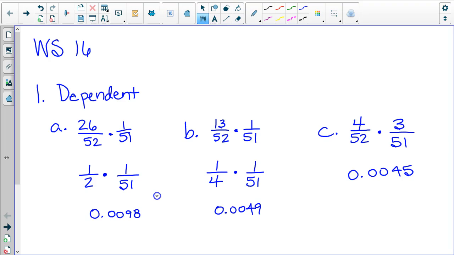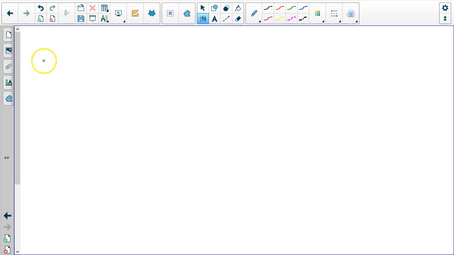Questions, comments, concerns? No? All right, number 2. If 2 cards are selected from a standard deck of cards and the first card is placed back in the deck before the second card is drawn, find the following probabilities after stating if the events are independent or dependent. So you draw a card, then you put it back in the deck and draw a second card. Independent or dependent? Independent. Because this is with replacement, right?